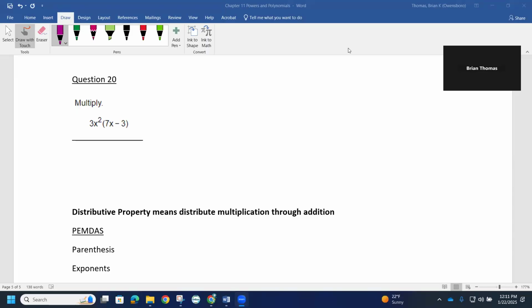So question 20, working with polynomials, they want us to multiply. So what we have is a monomial. This 3x squared stands for a monomial, and 7x minus 3 represents a binomial.